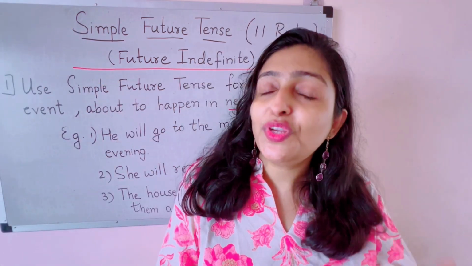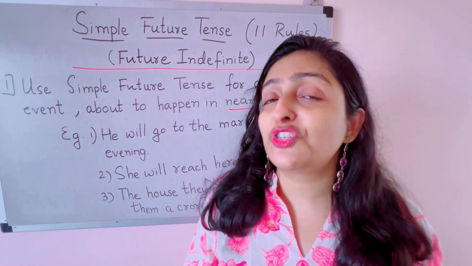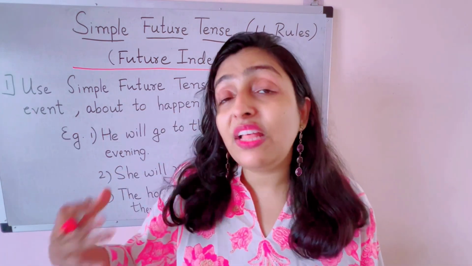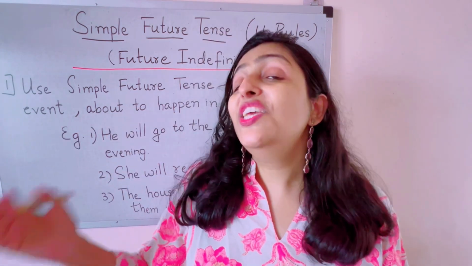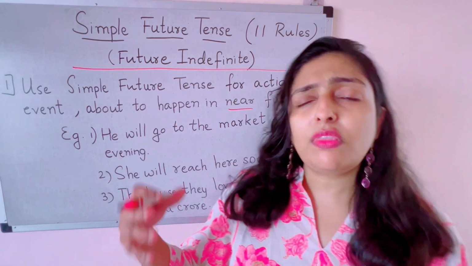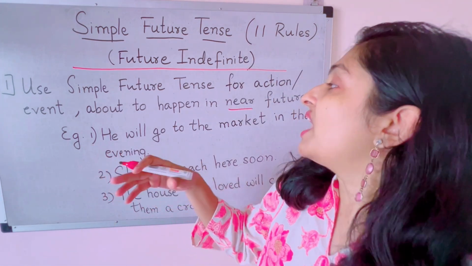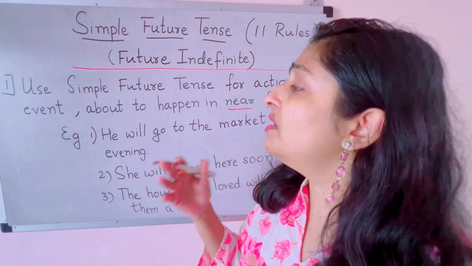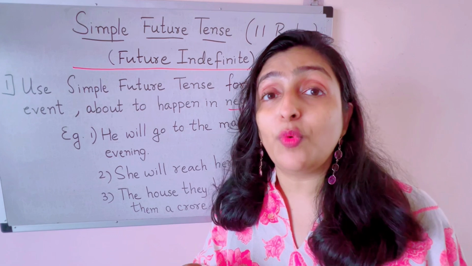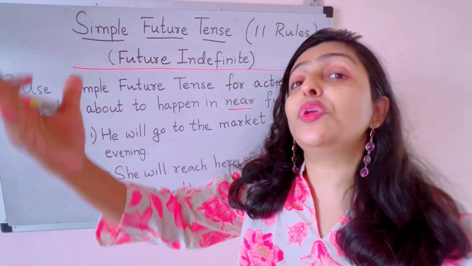So where should you use simple future tense? For an action or event that is about to happen in the near future, you can use simple future tense. Now let's look at the examples. First is, he will go to the market in the evening. So it's morning now. There is a short duration between morning to evening.